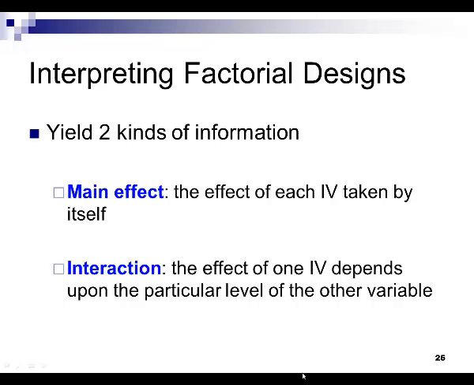So let's talk about how we interpret factorial designs. Any factorial design gives you 2 kinds of information. The first type of information is what we call the main effect, and this is simply the effect of any one independent variable on the dependent variable, irrespective of the other independent variables. And interaction effects, the second type of information that you can get from a factorial design, is the effect of one independent variable taking into consideration its relationship with the other independent variables.